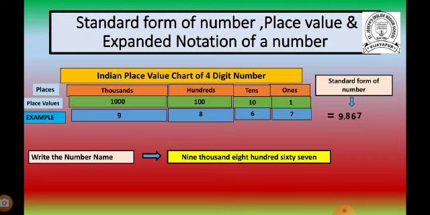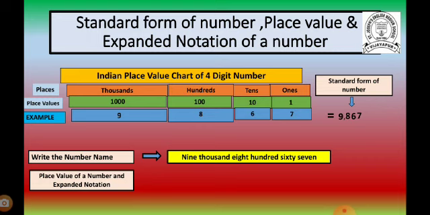Now, the same digits we have to write in place value. Place value means writing the individual digits by their place value. So here 9 is in the thousands place, it will become 9000. 8 is in the hundreds place, it will become 800. 6 is in the tens place, it will become 60. 7 is in the ones place, it will become 7. This is called the place value of the number.